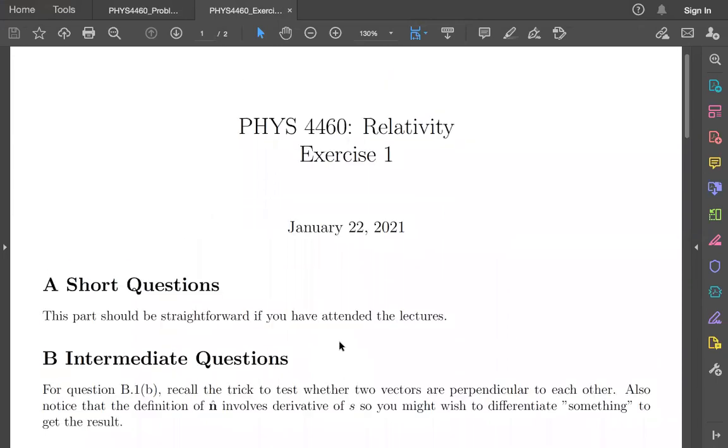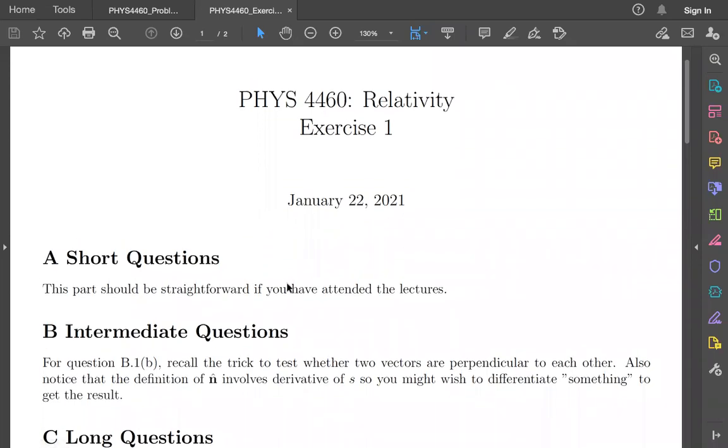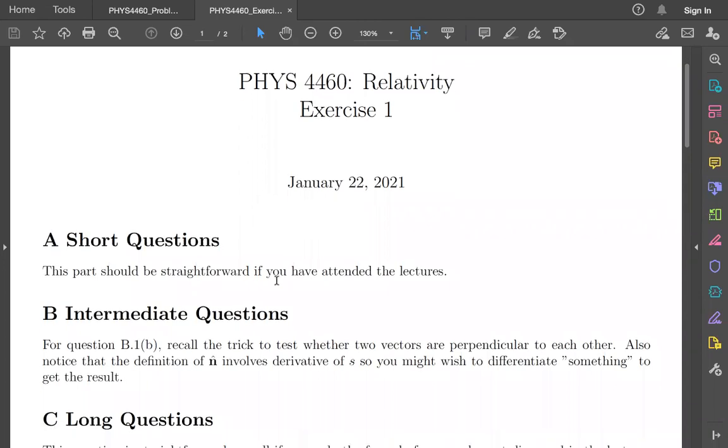By the way, I don't know if you prefer me to do handwriting to explain things, but I apologize, I don't have a writing device, so I just prepared this note. I hope that this would be helpful.